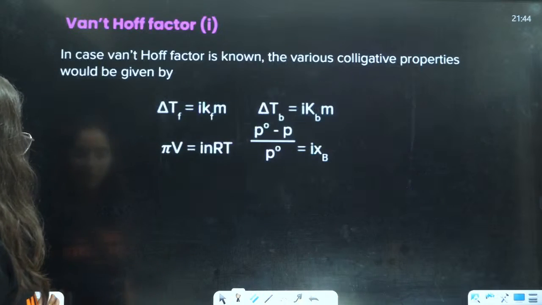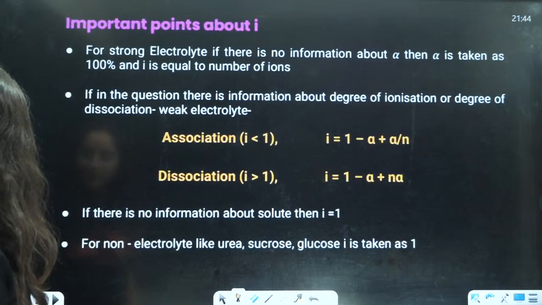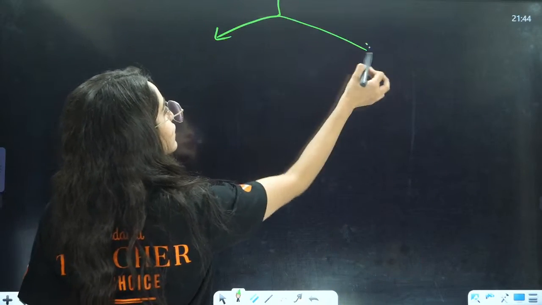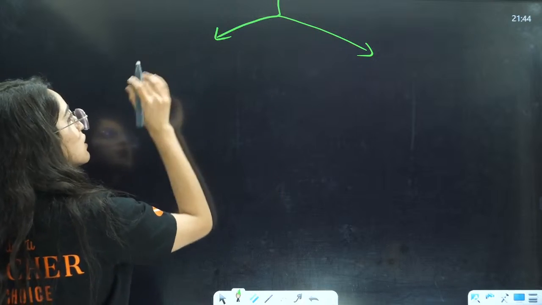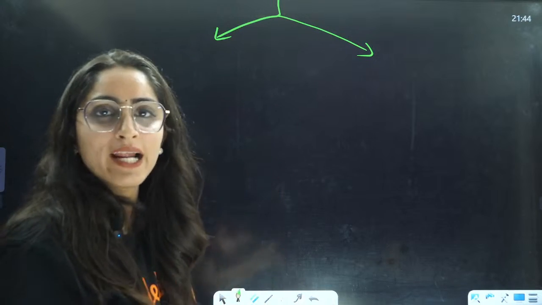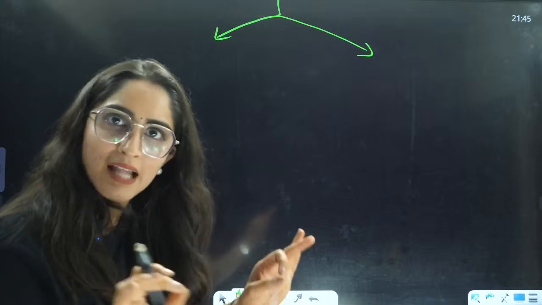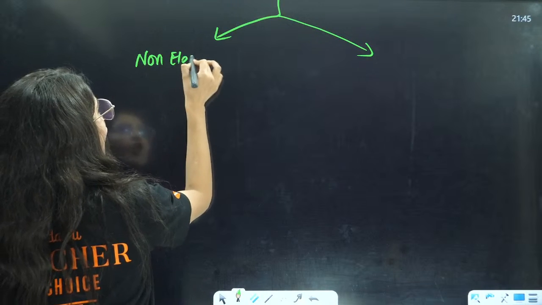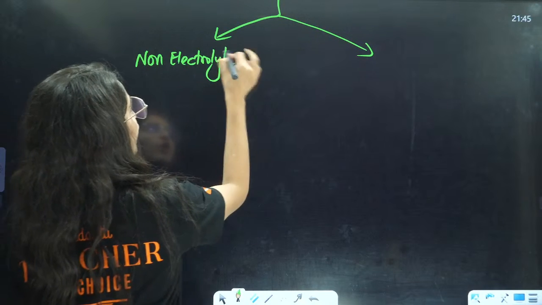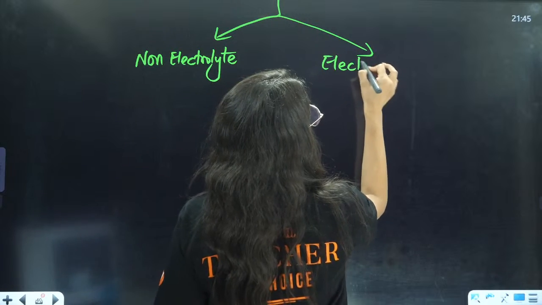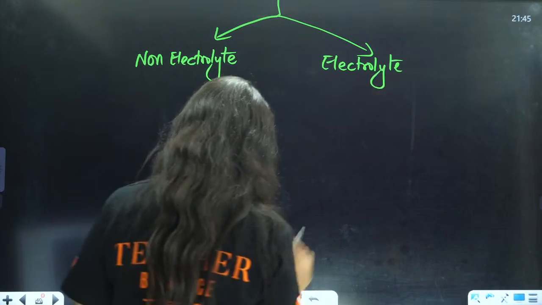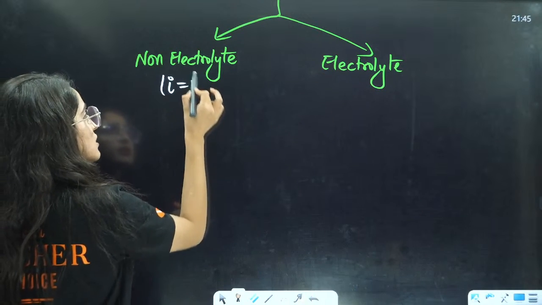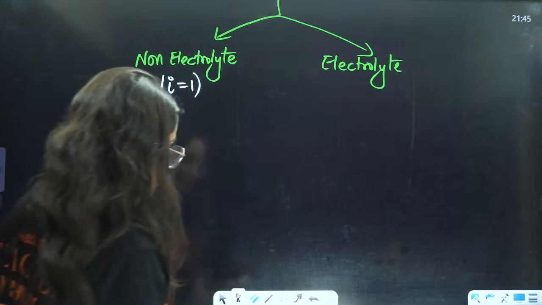Now, to understand this in more detail, let us understand the types of electrolytes. Basically, two things are there. First is non-electrolyte. For a non-electrolyte there is no Van't Hoff factor, that is, it equals 1 only. If anything like urea or glucose is mentioned, your Van't Hoff factor is equal to 1 itself. There is no association, no dissociation.